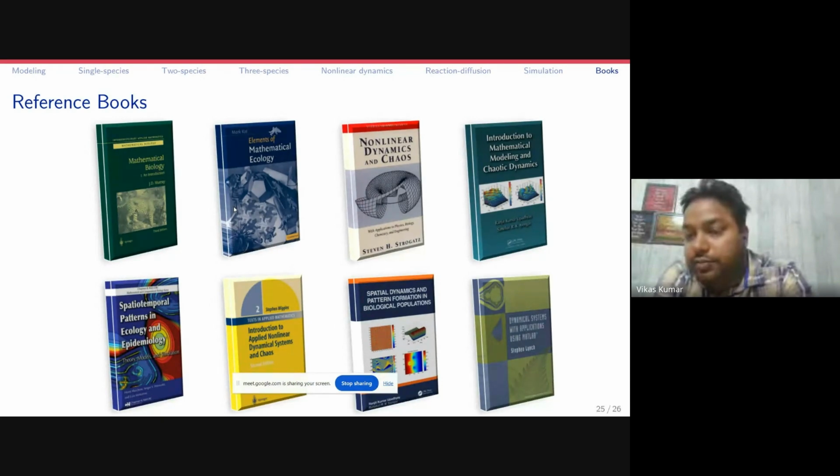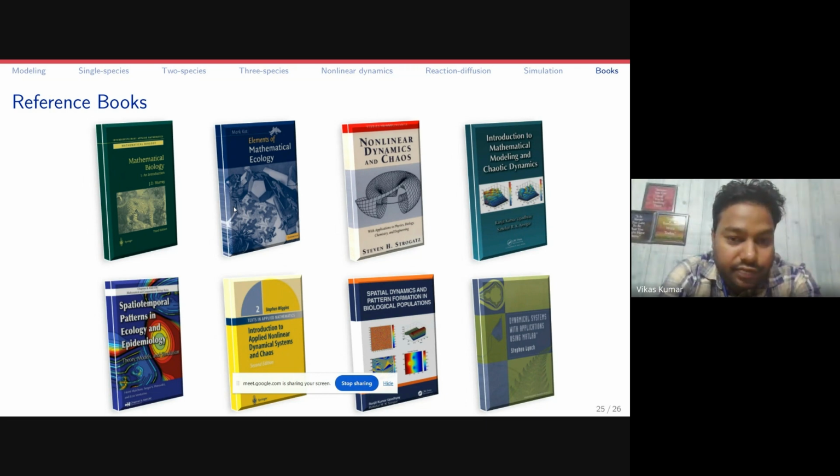And if you want to understand the ecological models and chaotic dynamics, you can go through this book. And the fifth book is Spatial Patterns in Ecology and Epidemiology. If you want to understand pattern formation, there are 2 books, the fifth one and the seventh one, Spatial Dynamics and Pattern Formation. These 2 books you can follow if you want to work on PDE models.